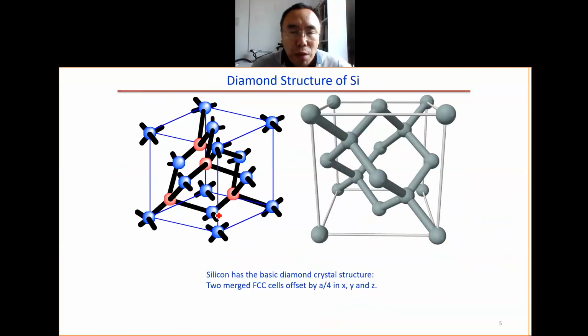We have seen before that silicon has a face-centered cubic structure. We have two face-centered cubic lattices merged, offset by A/4. That means if this one is 0, 0, 0, then this one, as we learned in chapter 1, is at A/4, A/4, A/4. So that is the coordinate for this one, offset by A/4 in the XYZ direction.